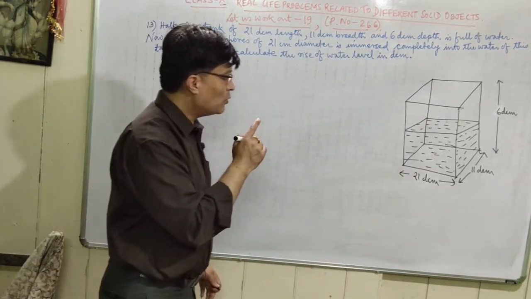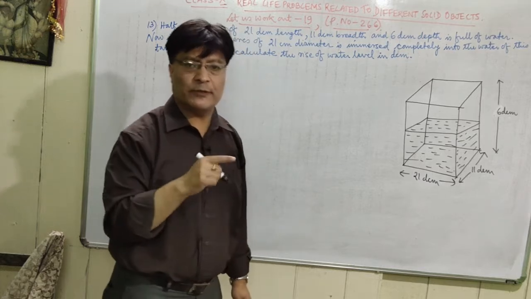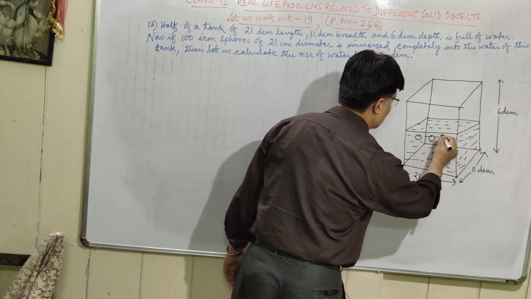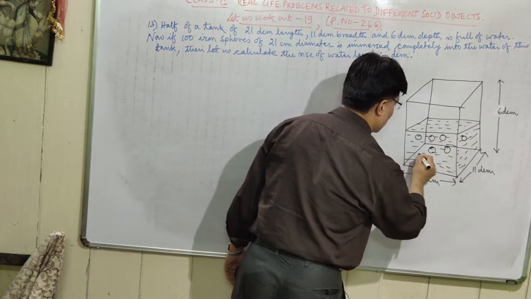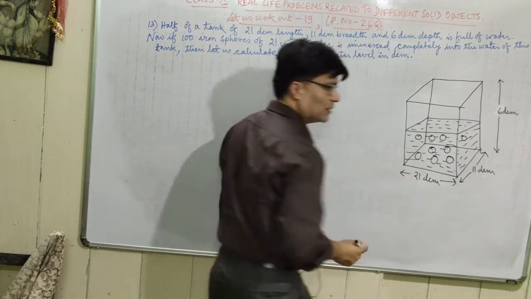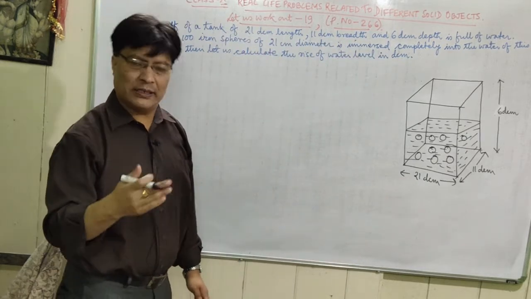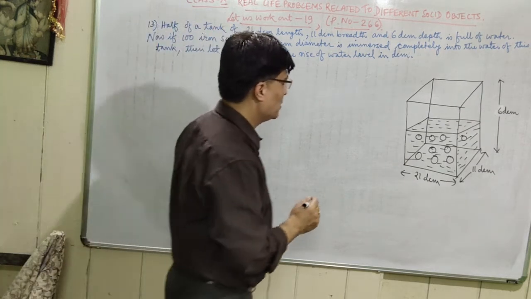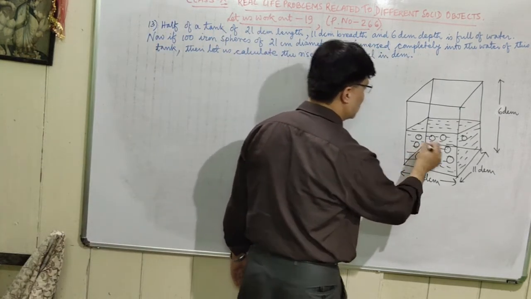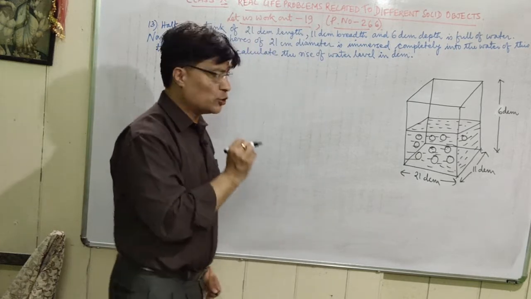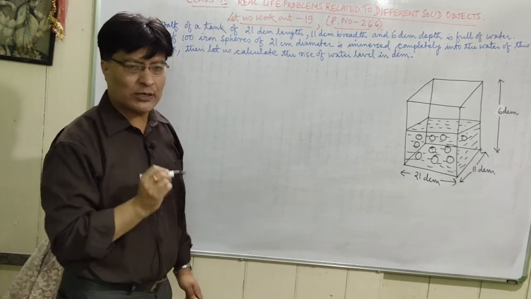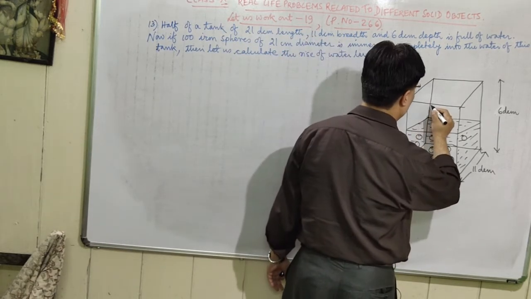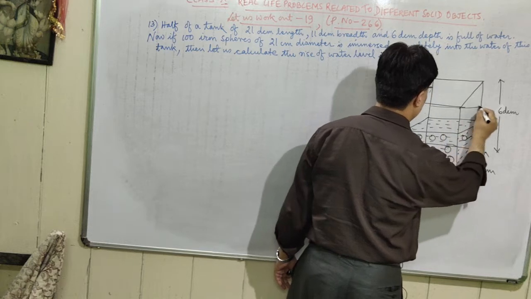Okay. Now into this water 100 spheres are immersed. So 100 spheres are immersed out here. You know the shape of a sphere? A tennis ball is the shape of a sphere. Football is the shape of a sphere. Okay. So how many spheres are there? 100 spheres are there. So if 100 spheres are immersed into that water, naturally the height of the water level will be raised. Okay.